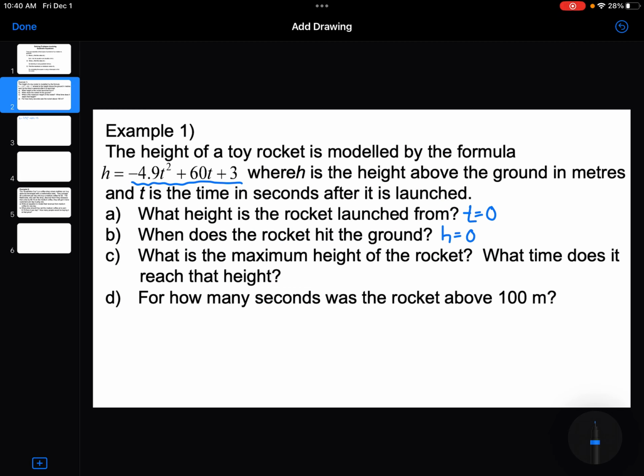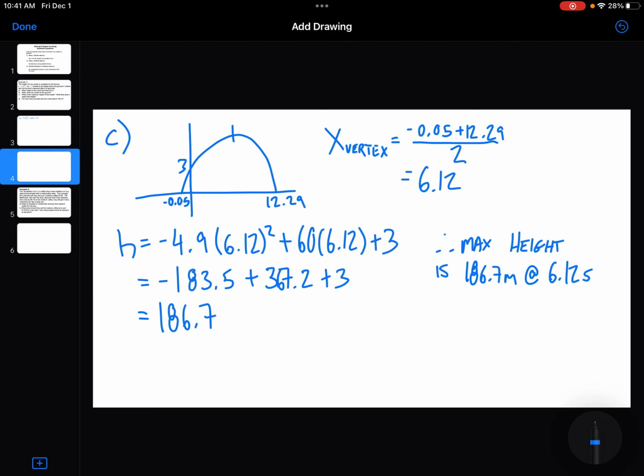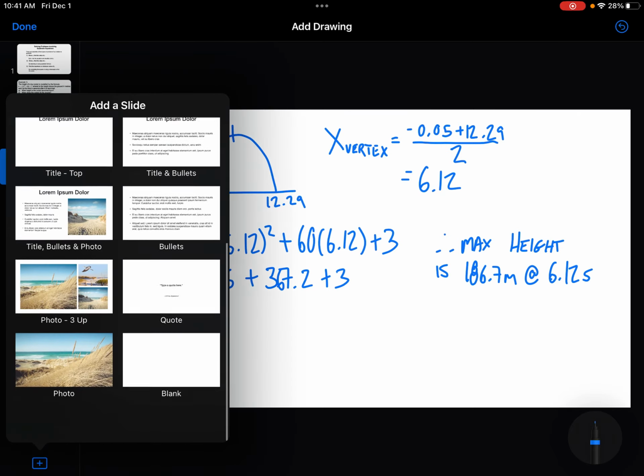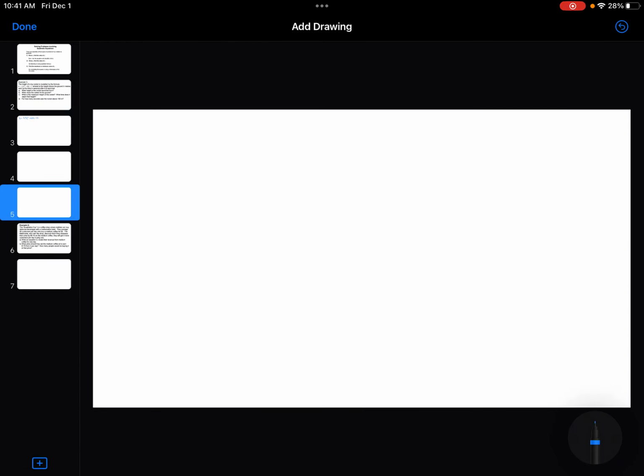For how many seconds was the rocket above 100 meters? This is a tough question. I'll add one more slide here. We're going to do the exact same thing that we did before. So we've got h equals negative 4.9 t squared plus 60t plus 3. I'm going to have you work on this question, but what we're going to do is substitute 100 in.